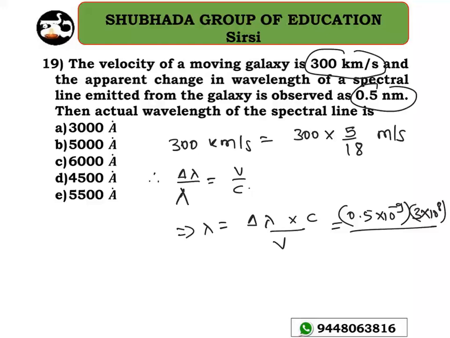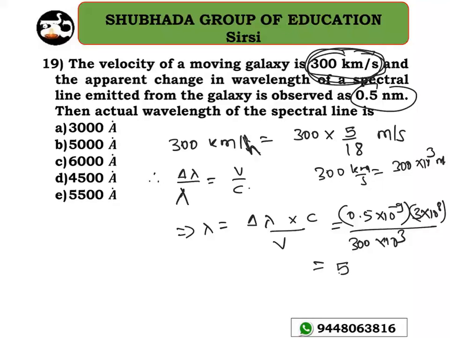Sorry, do not misunderstand. It is not kilometer per hour. It is 300 kilometer per second, in the sense 300 into 10 to the power of 3 meter per second. Now simplify it and get the value of lambda as 5 into 10 to the power of minus 7 meter, that is 5000 angstrom. 5000 angstrom is the right answer for this question.